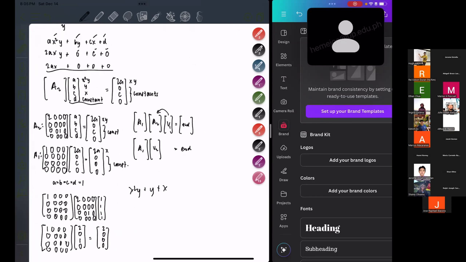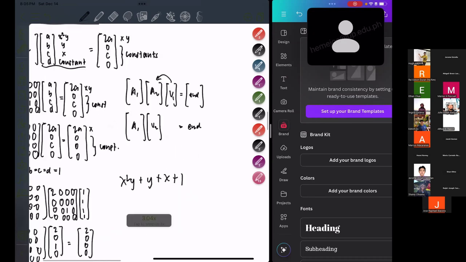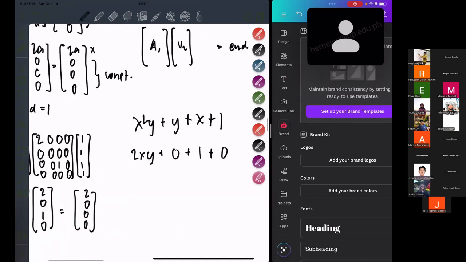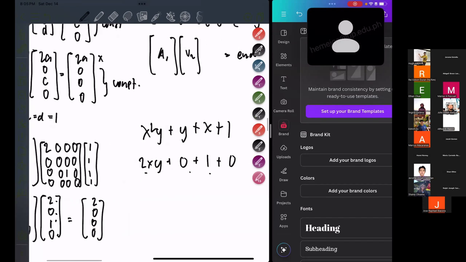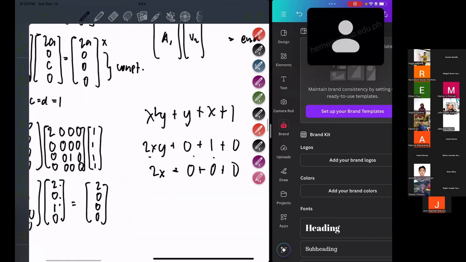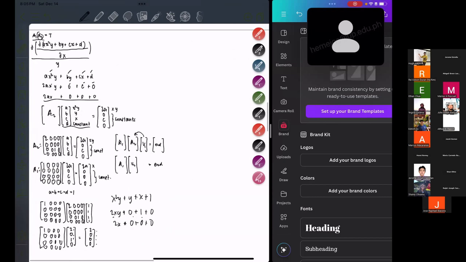Which makes sense kasi if you differentiate x squared y plus y plus x plus 1 with respect to x, magiging 2xy plus 0 plus 1 plus 0. So it lines up: 2, 0, 1, 0. And then if you differentiate it with respect to y, it becomes x squared plus 1 plus 0 plus 0, so 2, 0, 0, 0. So ayan, that's basically for number 3.